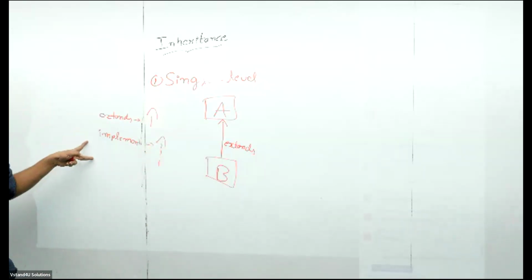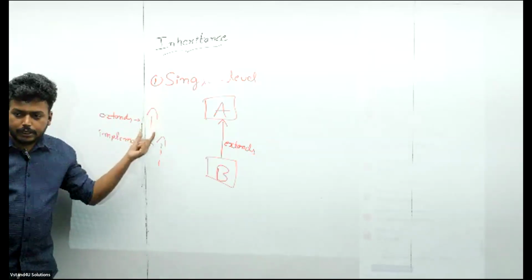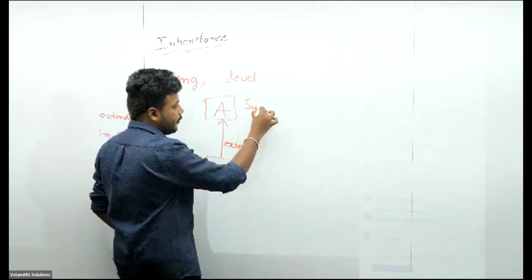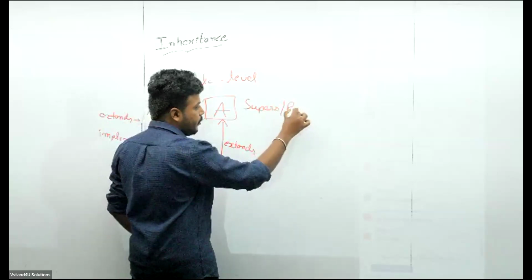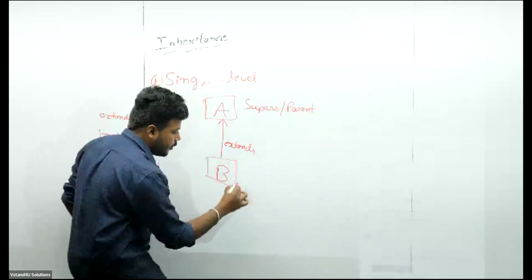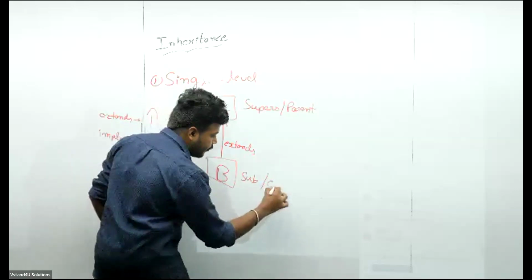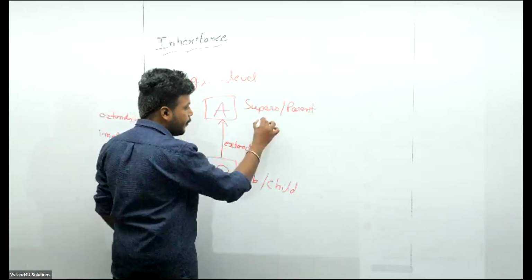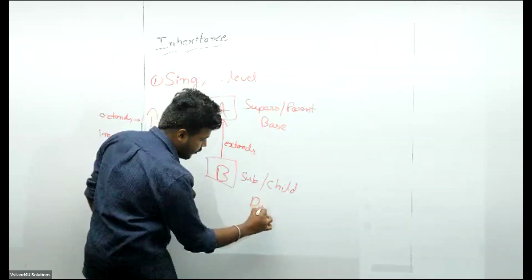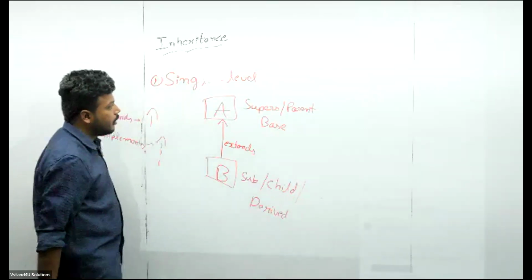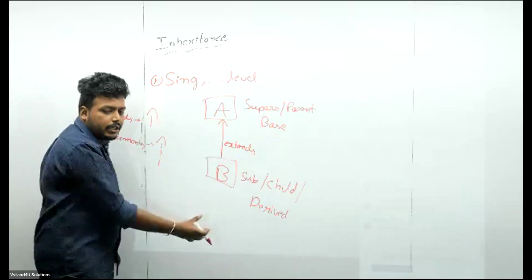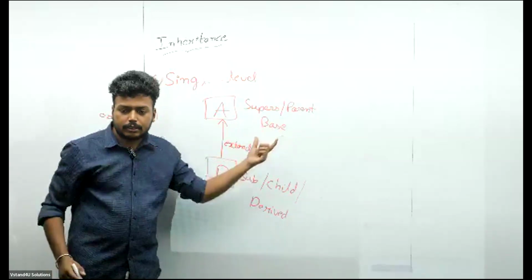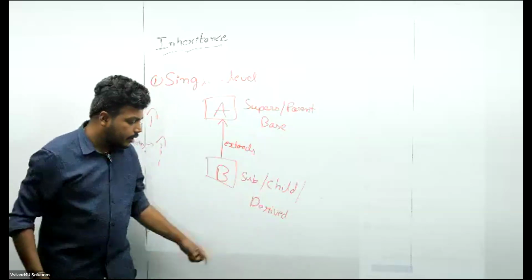Okay, in the IS-A relationship, there are two keywords. One is the extends keyword, denoted by this arrow, and the other is implements, denoted by this arrow. This is called a superclass, also called a parent class or base class. The subclass is also called a child class or derived class. The subclass acquiring and accepting the properties of the superclass is called an IS-A relationship.